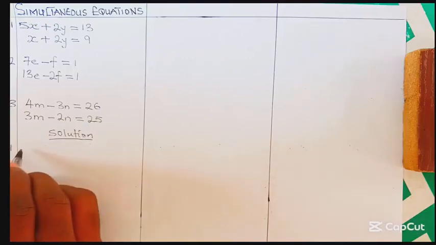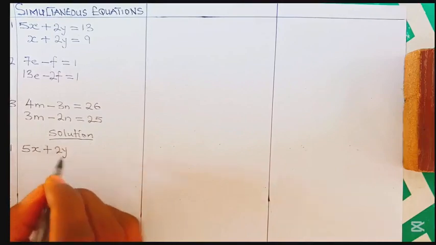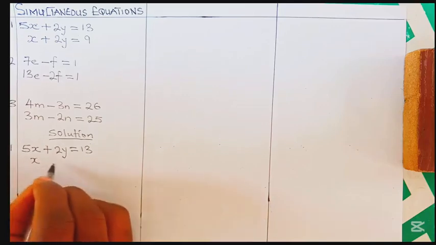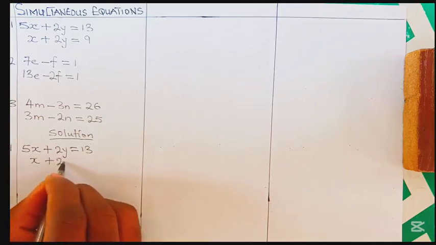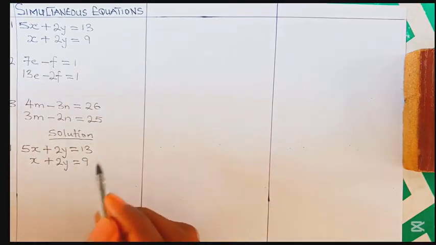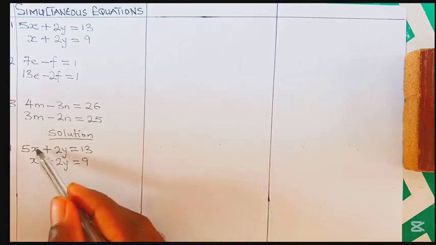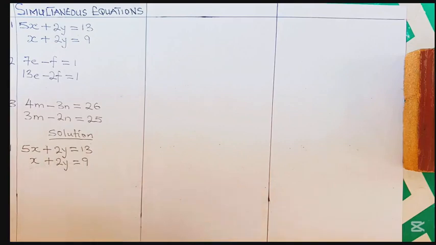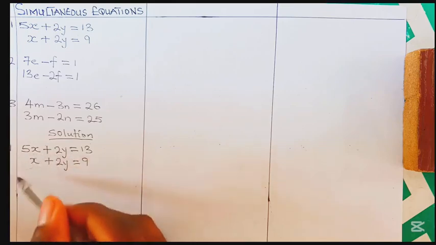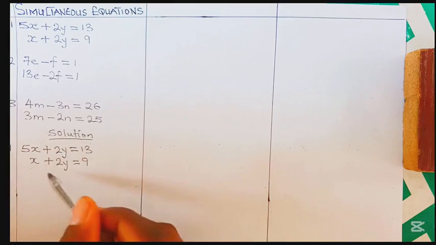Number 1, we have 5x plus 2y is equal to 13, and x plus 2y is equal to 9. Now, in order to solve this by elimination method, we have to eliminate either x or y. We can eliminate any of these if they have the same coefficients. The coefficients are the numbers multiplying the letters.